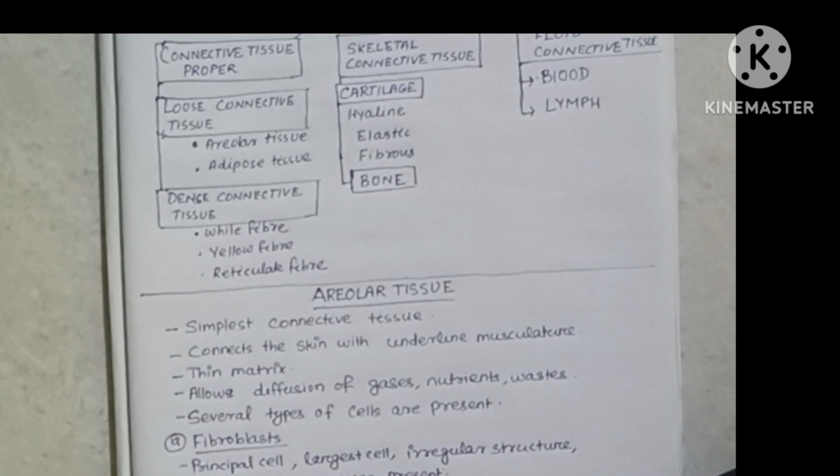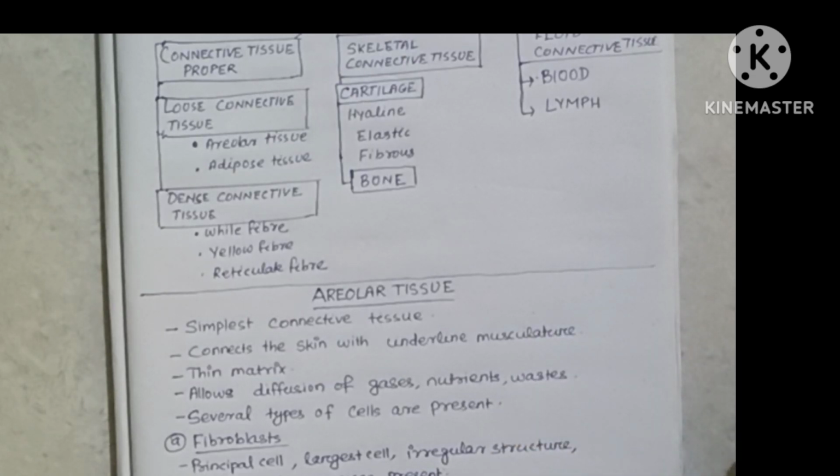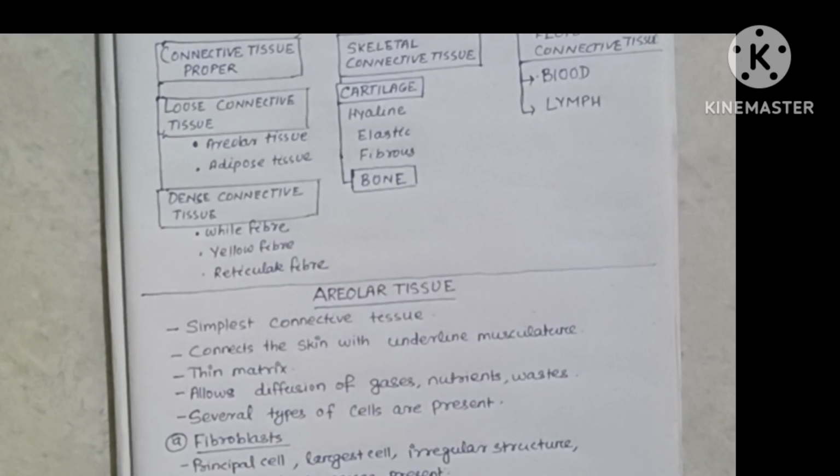White fibers are rigid and non-elastic, made of collagen protein. Yellow fibers are elastic fibers, which are thin, present singly, and mostly found in cartilage. Reticulate fiber is made up of reticulin protein, which is a modification of white fiber. This is all about the fibroblast.